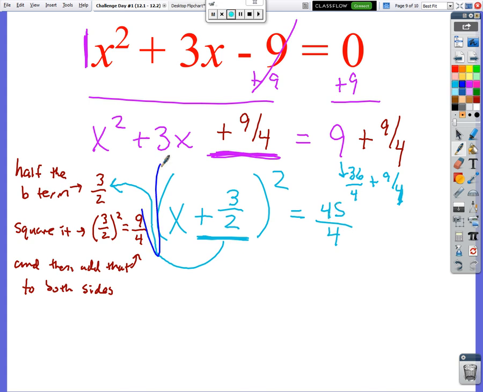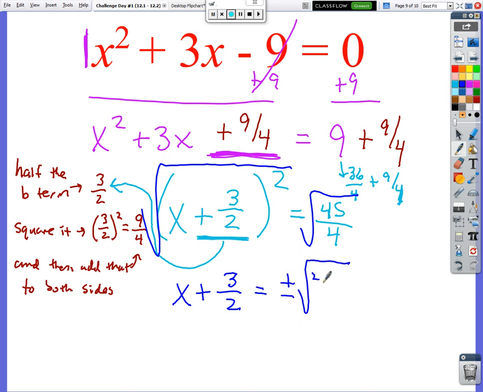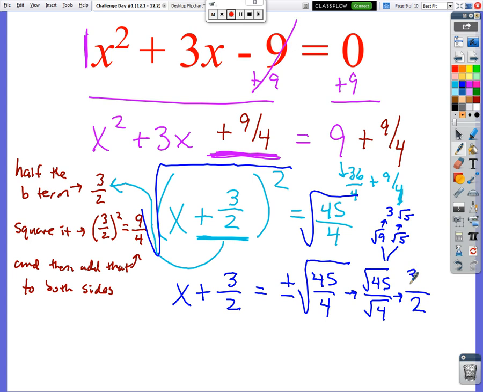And from this point, we now get to square root both sides. The square and the square root over here perfectly cancel out, and we get x plus 3 halves equals plus or minus the square root of 45/4. Now, we're going to clean this up because we are allowed to individually square root the numerator and denominator, which means that square root of 4 in the bottom is just going to be a good old 2, but that 45 can simplify. That's the square root of 9 and the square root of 5, which turns into 3 root 5.